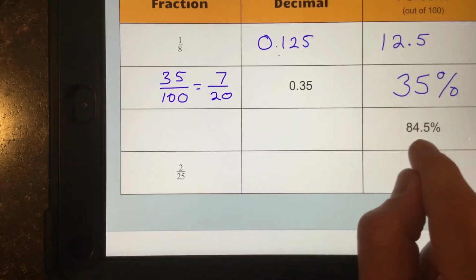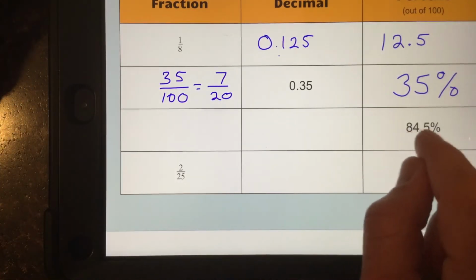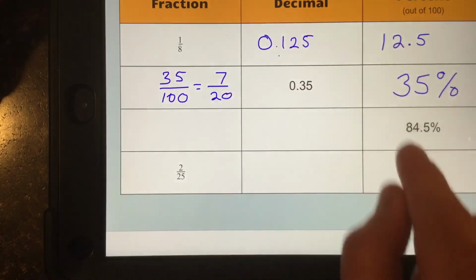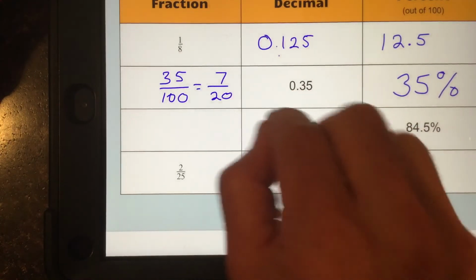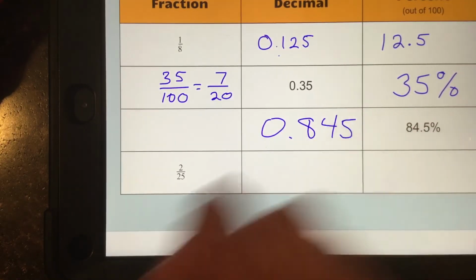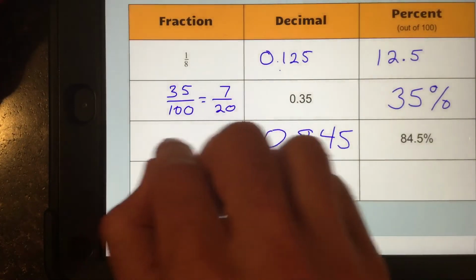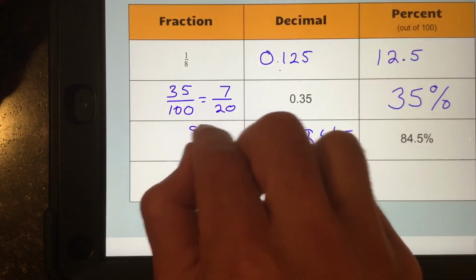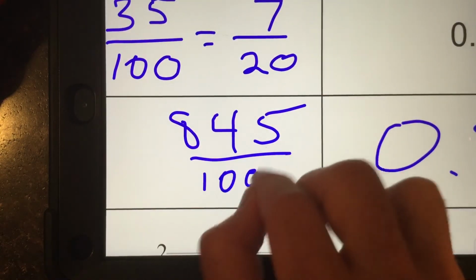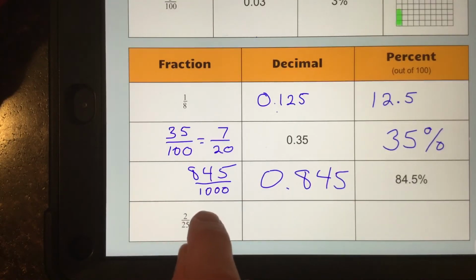Okay, again, 84.5%. So this one has a fraction of a percent here. Not a problem. We're going to just work in the opposite direction that we did up here. Instead of multiplying by 100, here we'll divide by 100. So this becomes 0.845. All right, and if you read just this number, that looks like 845 thousandths, right? If we read 0.845 by its place value, it's 845 thousandths.